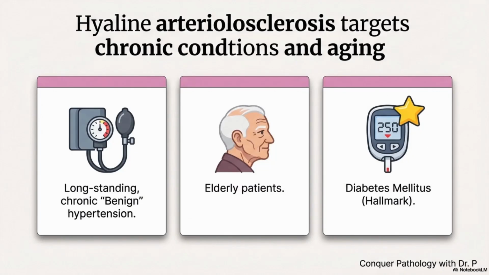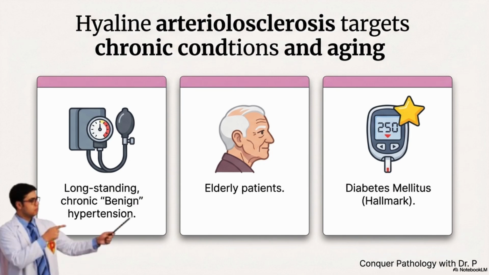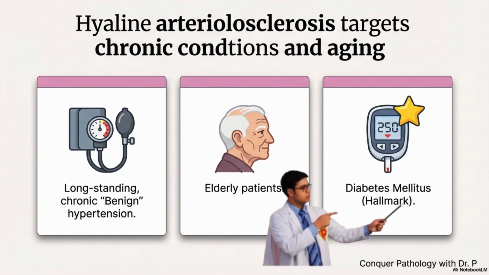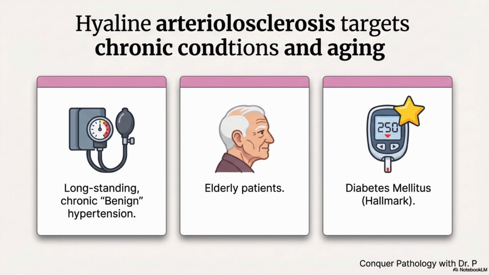Let's break down the first type on this slide. Hyaline arteriolosclerosis targets chronic conditions and aging. Who exactly gets this? It is seen in patients with long-standing chronic benign hypertension. It is very common in elderly patients, and crucially, it is a hallmark of diabetes mellitus. If you see an older diabetic patient in your clinical vignette, you should immediately be thinking of hyaline arteriolosclerosis.